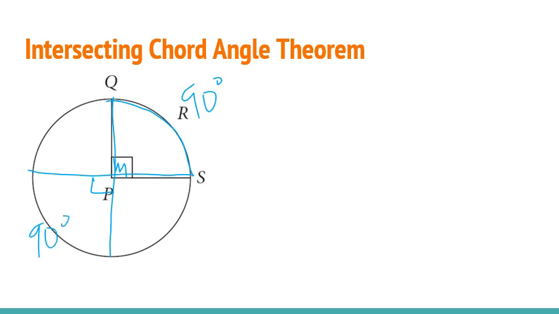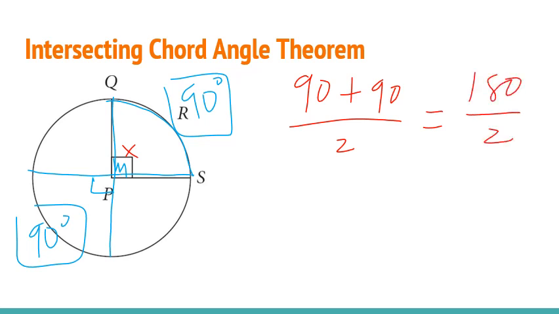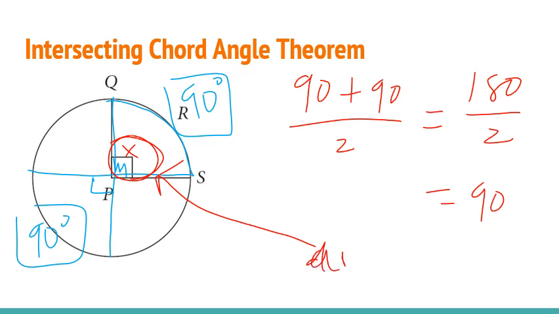Let's imagine that we were trying to figure out what that angle was. If we accept that these two arcs are 90, you'll notice that if you take 90 plus 90 and divide it by 2, you get 180 divided by 2, which is 90. What I wanted to show you there is that this angle here is going to be the average of the two arcs.